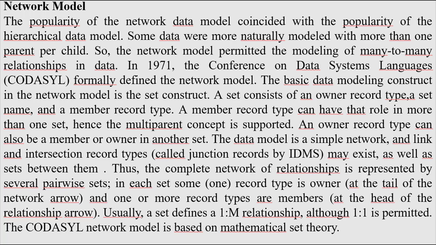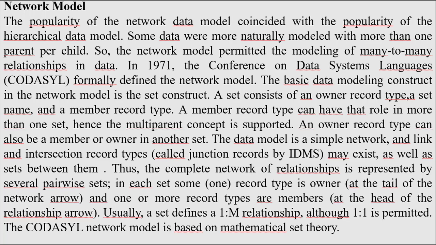The basic modeling construct in the network model is the set construct. A set consists of an owner record type, a set name, and a member record type. A member record type can have that role in more than one set, hence the multi-parent concept is supported. An owner record type can also be a member or owner in another set.